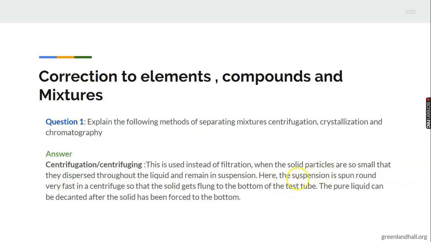In this process, the whole solution is spun round very fast in a centrifuge. There's an apparatus called a centrifuge in the laboratory. When you do that, the solid gets flung to the bottom of the test tube. So you can now decant it. Decantation is when you easily remove the water from the solution, leaving the solid behind. You carefully remove the water. That's decantation.